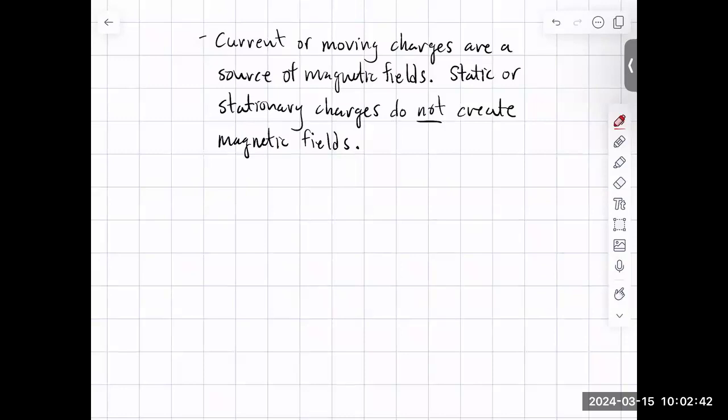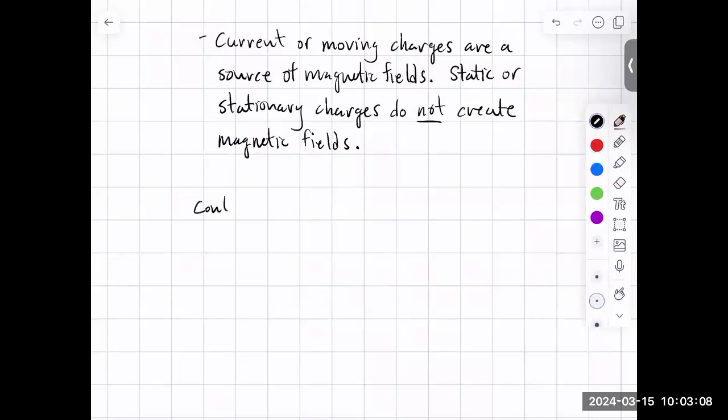And so our conclusion is that currents, or moving charge, is a source of magnetic field. It creates a magnetic field that exerts some force on the compass needle and causes it to rotate. So what I want to do today is continue with that. Let's continue to imagine our wire with a current through it.